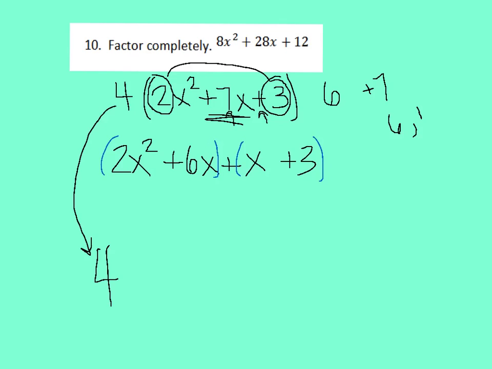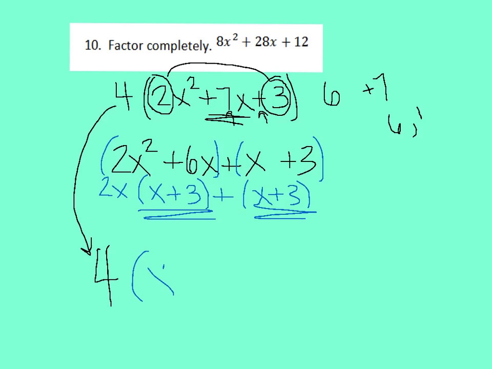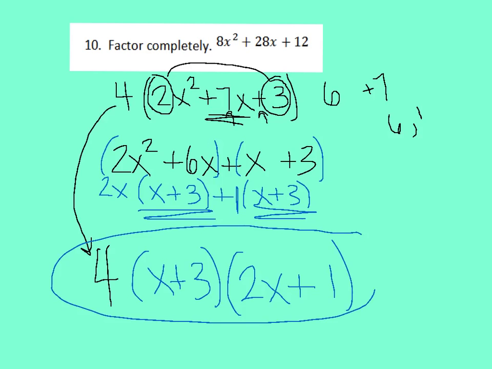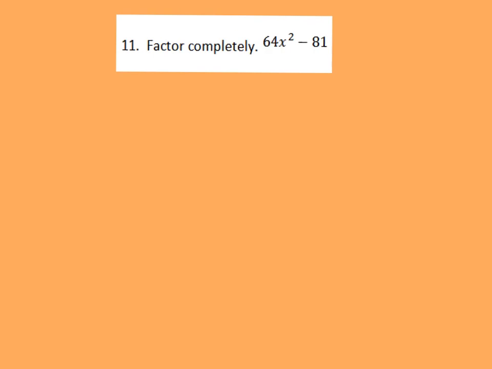So I group my first 2 and my last 2. Here my GCF is 2x. I'm left with x plus 3. Here I don't have a GCF, so just x plus 3. And oh, look at that. My x plus 3's match up, which is exactly what I want to happen. I bring them down together as one thing, and my second set of parentheses is filled with 2x plus 1. This is your answer, including that 4 that we took out at the very beginning of the problem.